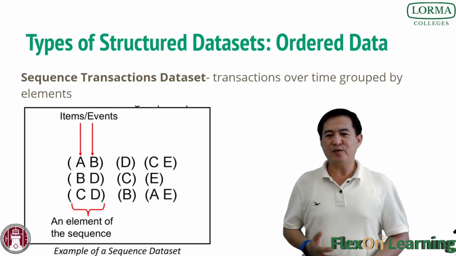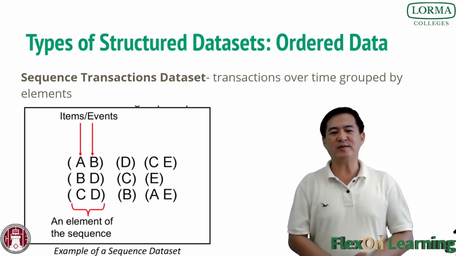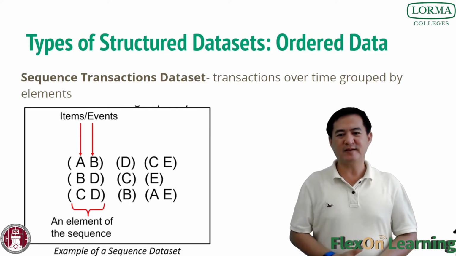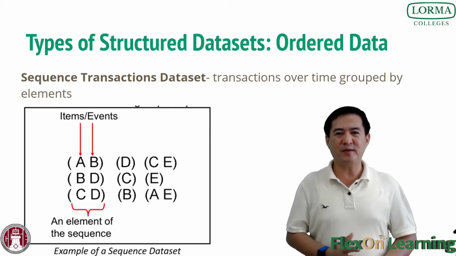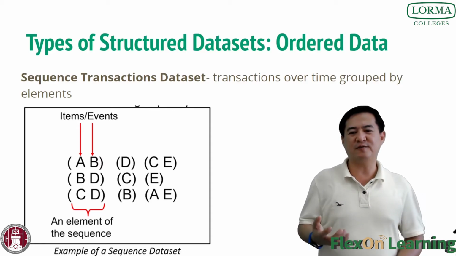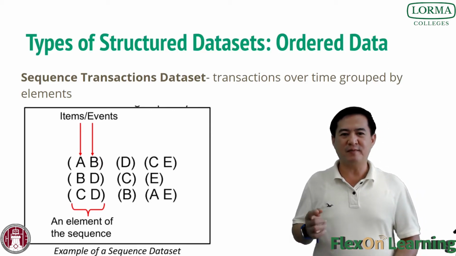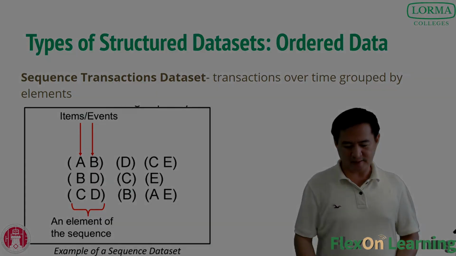Another type of structure is the sequence transaction data set. So here we have data along with the sequence in which the events happen. Sequence analysis is very popular to predict the occurrence of an event through a pattern from historical data.